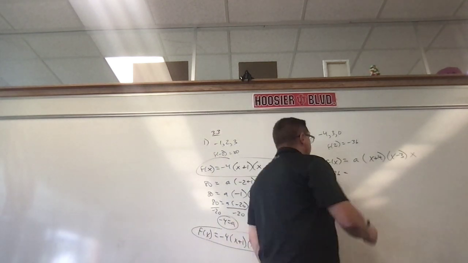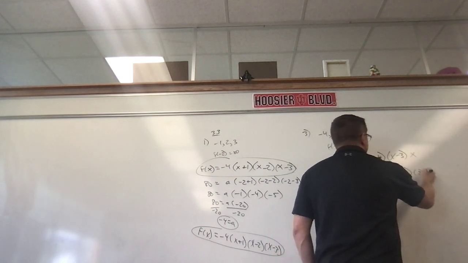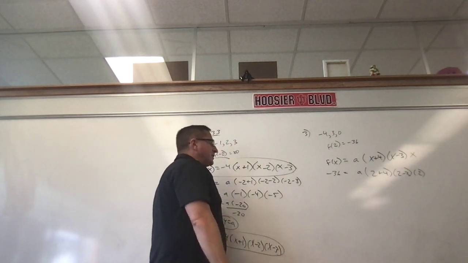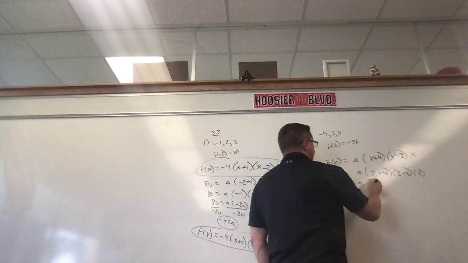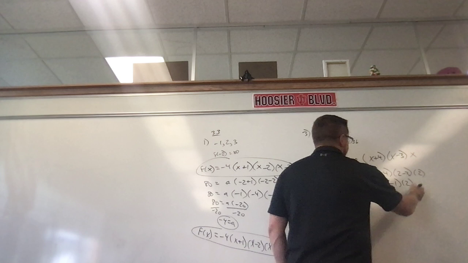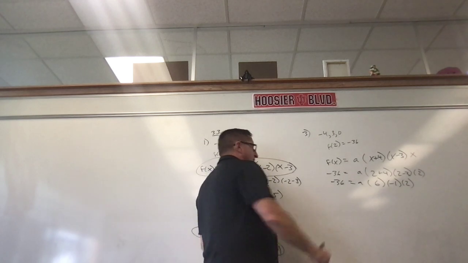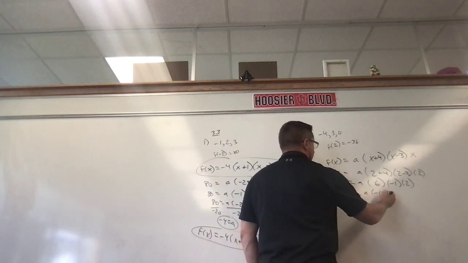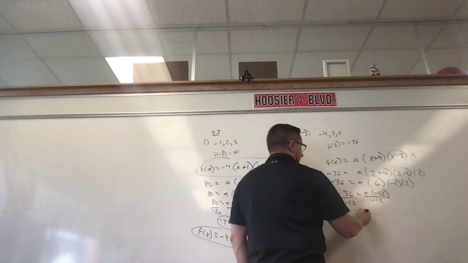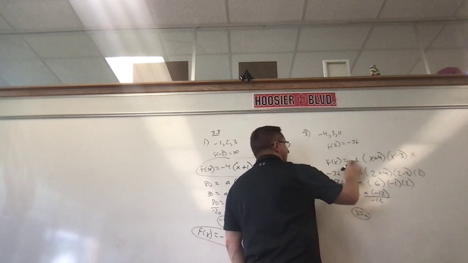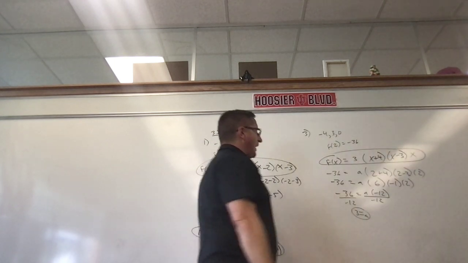What is a? So a times 2 plus 4, 2 minus 3, times 2. We just plugged in 2 for all the x's. Clean it up. -36 equals a times 6 times -1 times 2. -1 times 6 times 2 is -12. Divide by -12. A is 3. So your final answer is 3. And there's nothing wrong with this. I'd accept that for full credit.